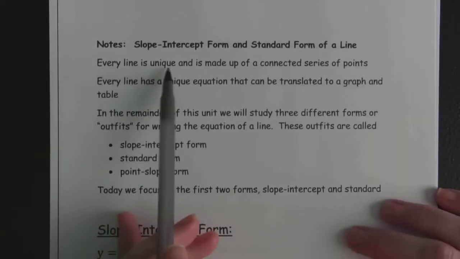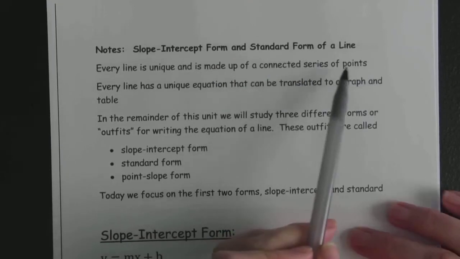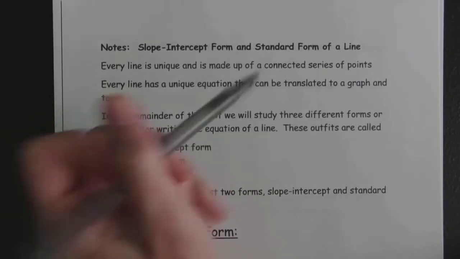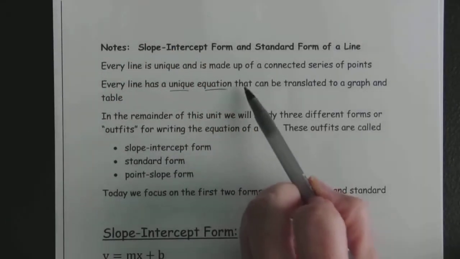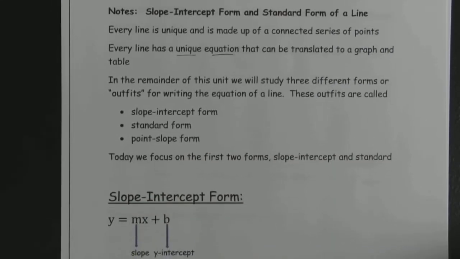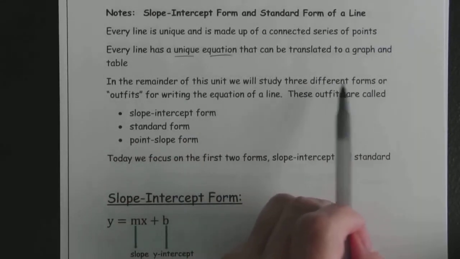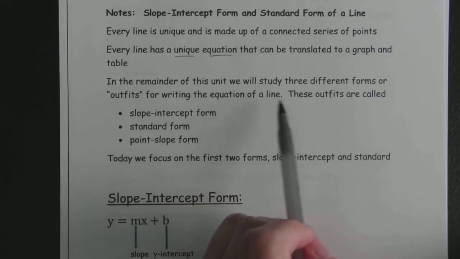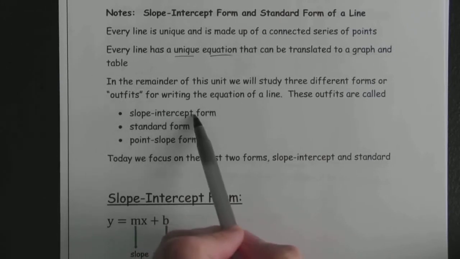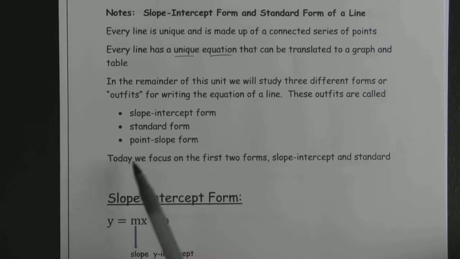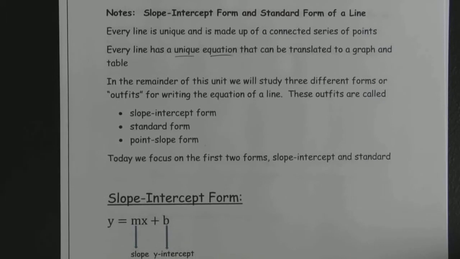Every line is unique and is made up of a connected series of points. Every line has a unique equation that can be translated to a graph and a table. In the remainder of this unit, we will study three different forms, or outfits, for writing the equation of a line. These outfits are called slope-intercept form, standard form, and point-slope form. Today, we focus on the first two forms, slope-intercept and standard.